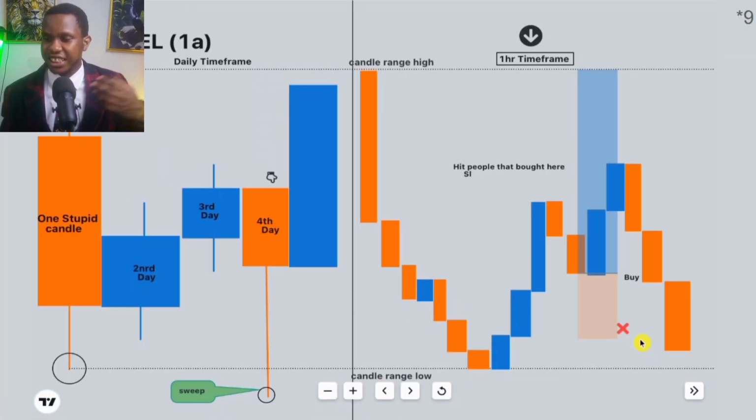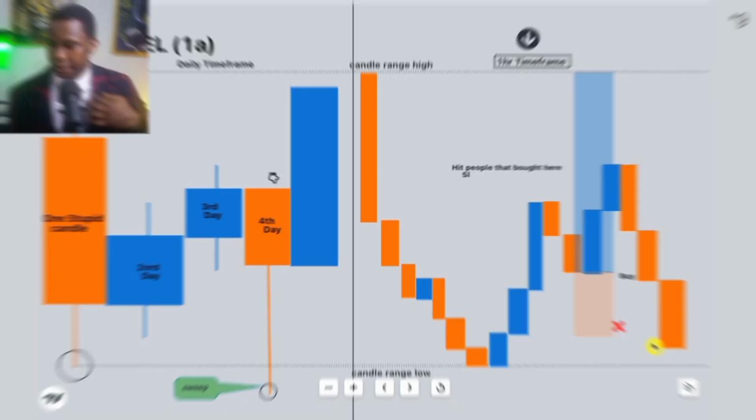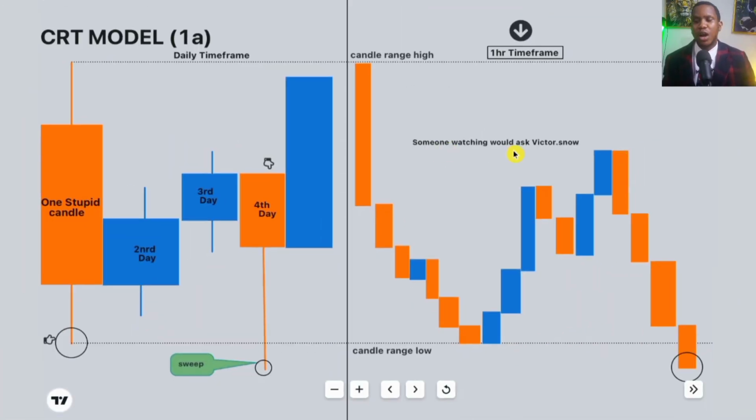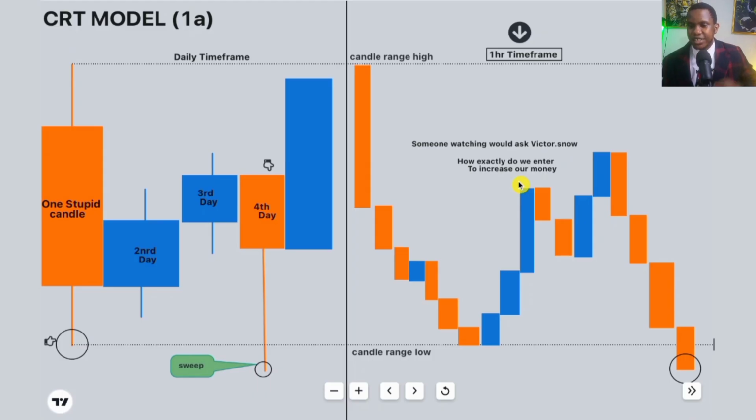In this video, traders, I know how painful it is to see price action move in your direction for a while and come to hit your stop loss. You have to learn this. It finally came and swept our candle range low. Someone watching will ask, but Vitos, how exactly do we enter to increase our money being made?